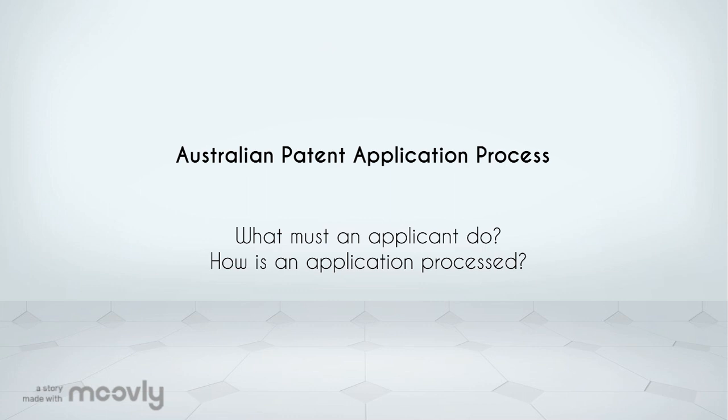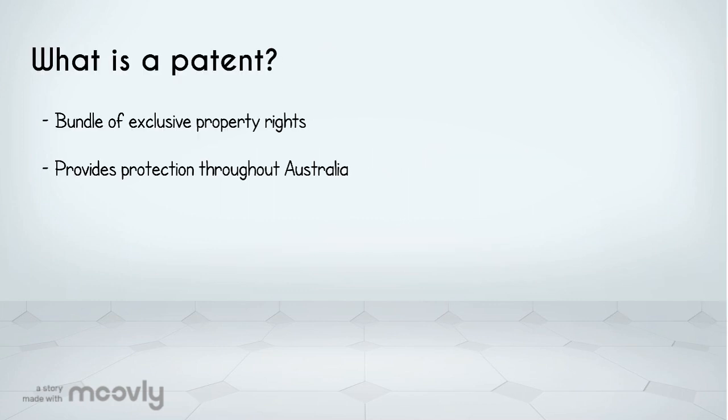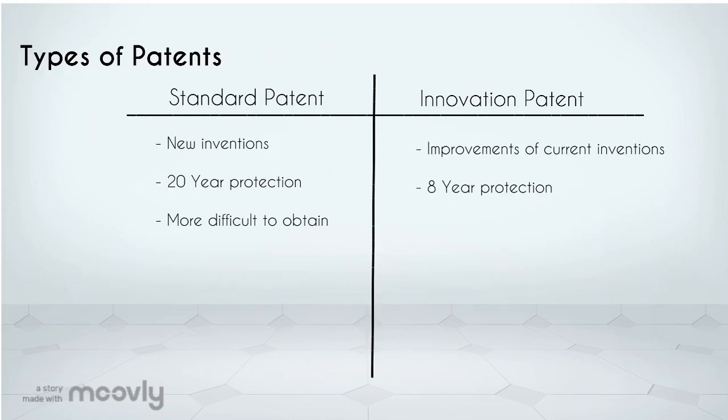This video will explain the steps of how to apply for a patent in Australia and what the application process involves. Before we begin, I think it's important to define what a patent is. A patent is simply a grant of exclusive personal property rights to exploit a particular invention. This provides patent owners the right to prevent others from using the patented invention within Australia.